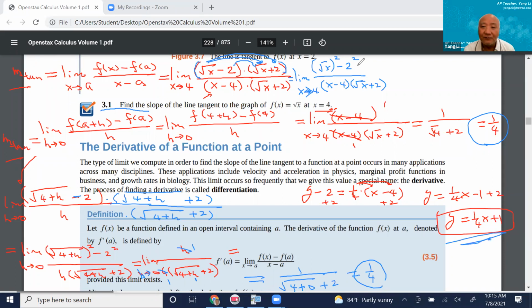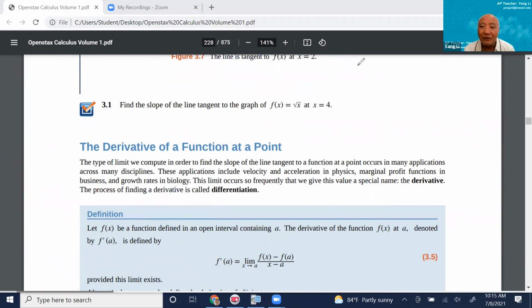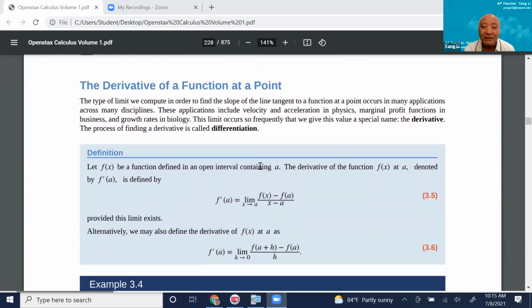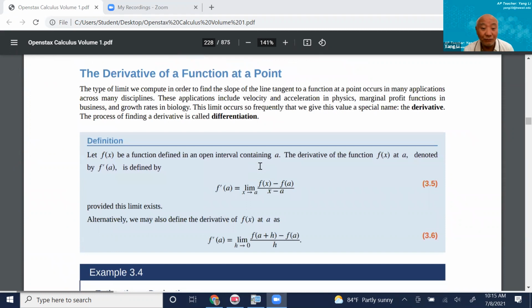Okay, and next lesson, I'm going to explain to you the derivative of the function at a point. At this time, I will just give you a preview of this one first. This one, do you notice that? This one is exactly the same as what? The slope of the tangent line.